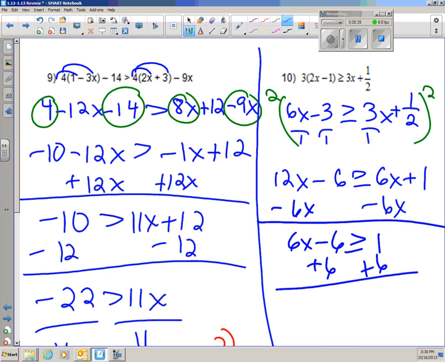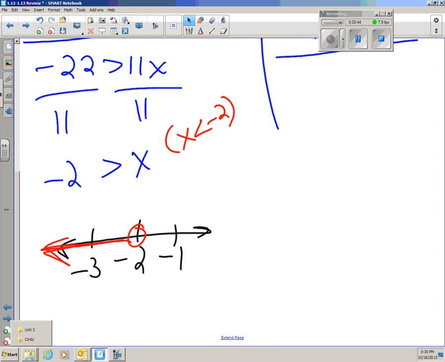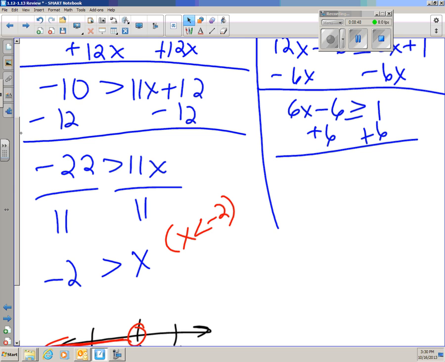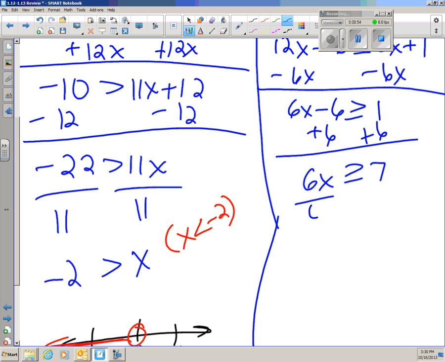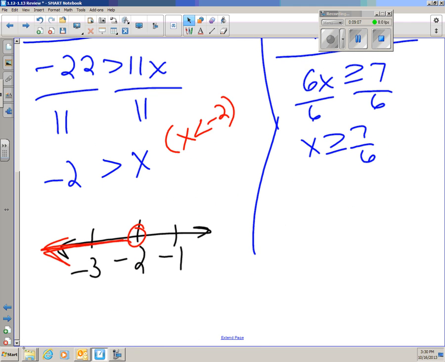Now I've got to add the 6 that doesn't have the variable to both sides. And oopsie, that's a little bit too high. Sorry about that. And this becomes 6x is greater than or equal to 7. Divide both sides by 6, and you get a fraction. You can leave it like that, greater than or equal to 7/6. If you want to get a decimal equivalent, I believe it's a repeating decimal, go for it. That's your choice. I'm leaving it like that.